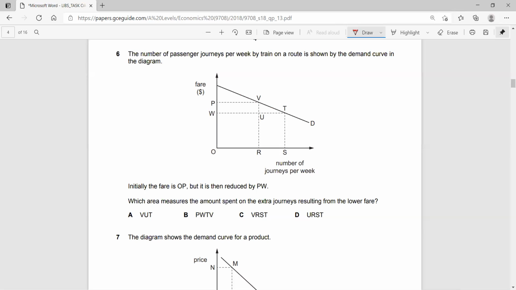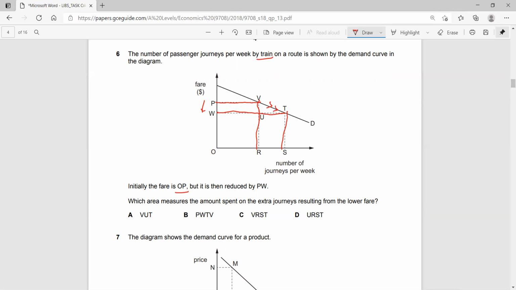Okay, so there are passenger journeys on a train, and this is the demand curve. The initial fare is OP. So this was what was happening before, this price and this number of journeys. But then it's reduced by PW. So it's OW. So this is what's happening now.